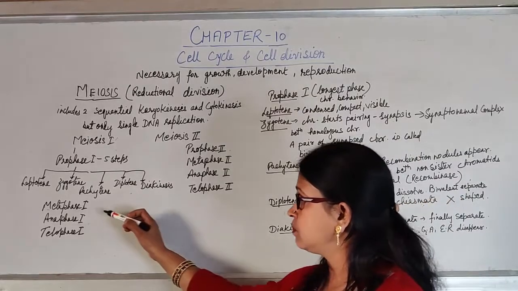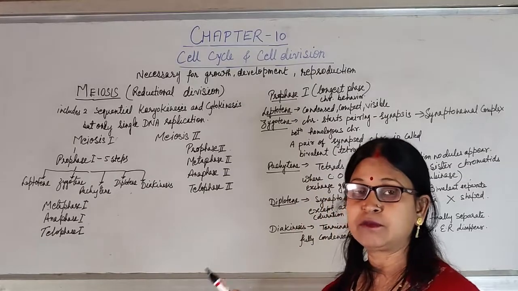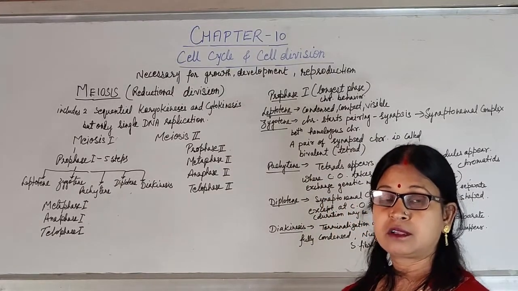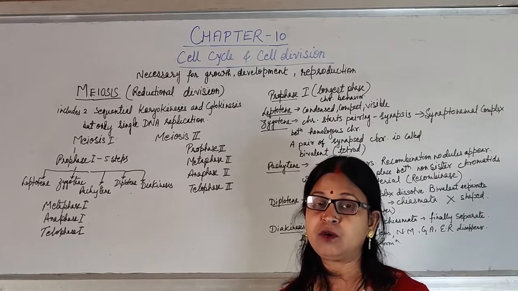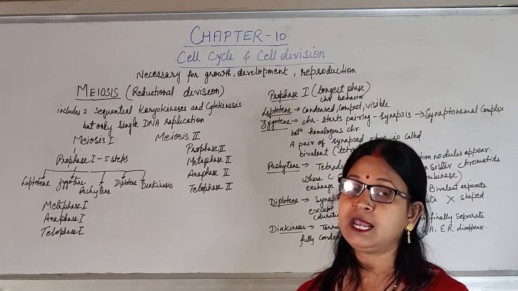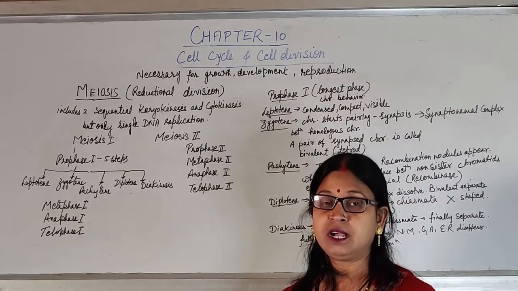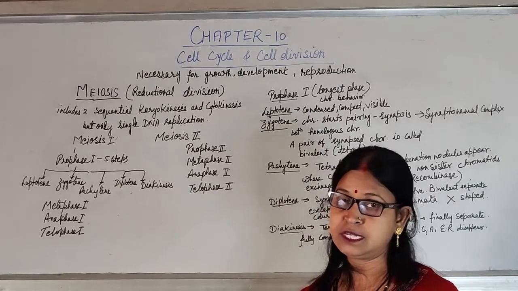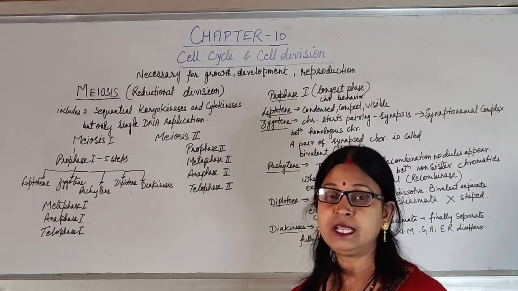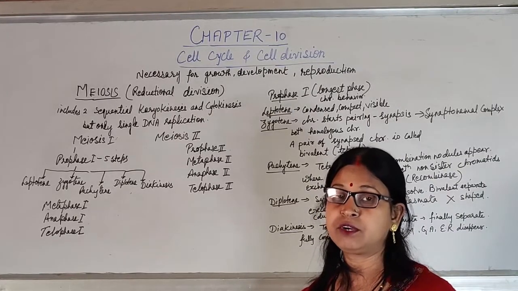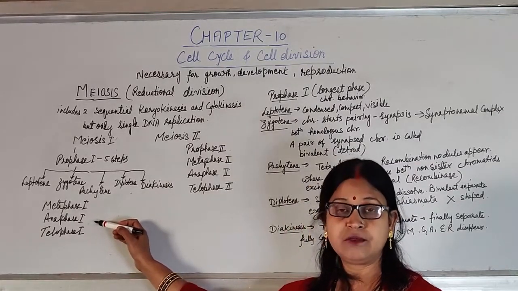Then it will enter the next step, known as metaphase 1. In metaphase 1, like mitosis, the centromere of the chromosome will be attached to the spindle fiber, and all the chromosomes will get aligned at the equatorial plate, or the equator of the cell. In this way their kinetochore or centromere will get attached to the spindle fiber, and finally they will form the equatorial plate.